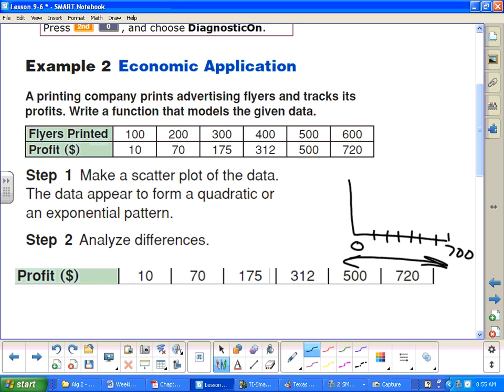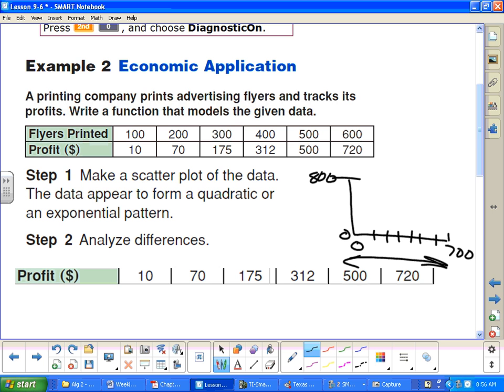What are we going to do there? Where would we start the y values? Well, our smallest y value is 10, so we probably want to start at 0. We don't need any negative ones, though eventually we could have negative profit. Our largest profit value is 720, so we're probably going to want to go a little higher than that, to 800.